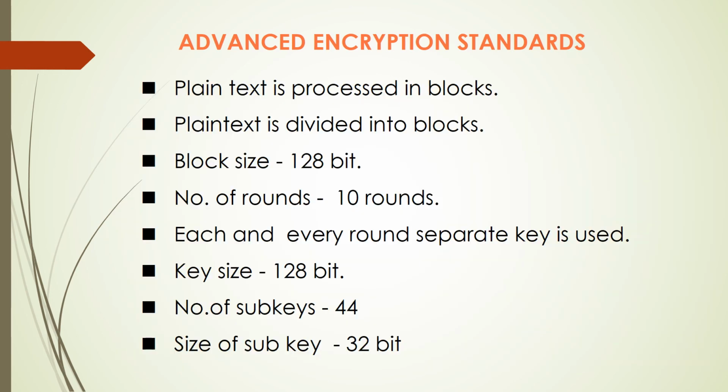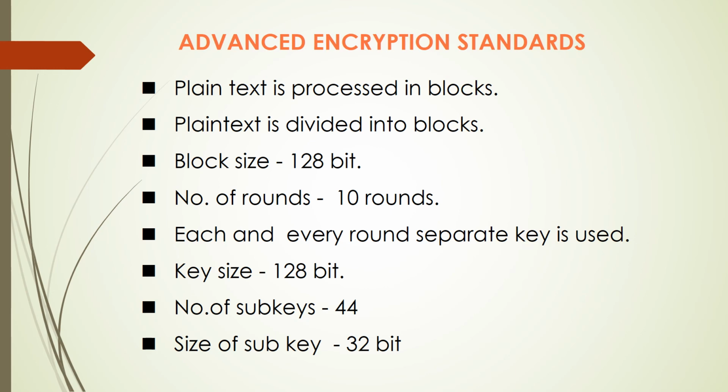Now coming to the working principle of AES. Here plain text is processed in blocks. So plain text will be divided into blocks. The block size should be 128-bit plain text. That means each and every block is a 128-bit block. The number of rounds used here is 10 rounds. For each and every round, a separate subkey is used. The subkey is generated from the master key.